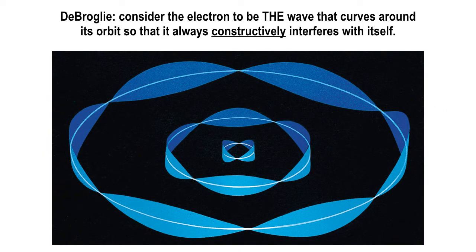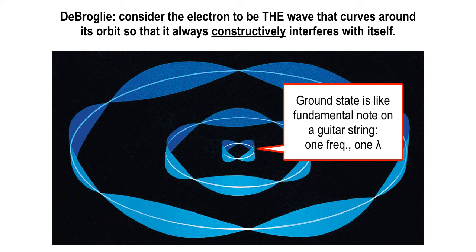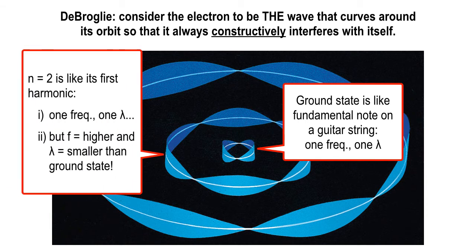So if that's the case, then the lowest energy state, n equals 1, down here, is like the fundamental note on a guitar. The wavelength of that is like the fundamental note on a guitar. You buy a G string, that's your G wavelength. It's basically twice the length of the guitar string. So that's one frequency, and then the next one is going to be a harmonic. n equals 2 is like the first harmonic on that guitar string.